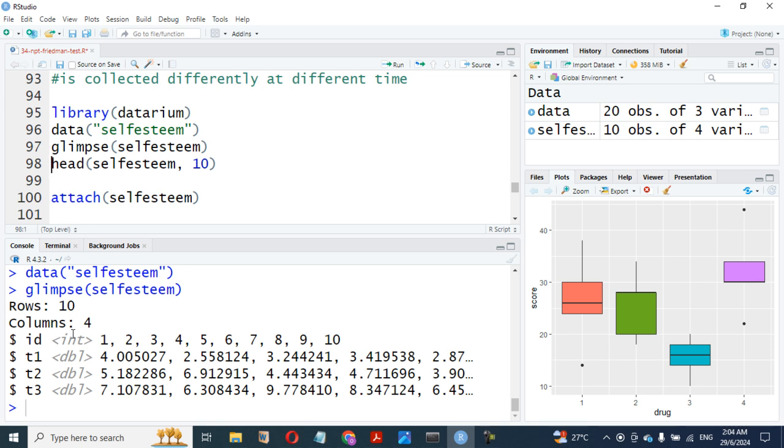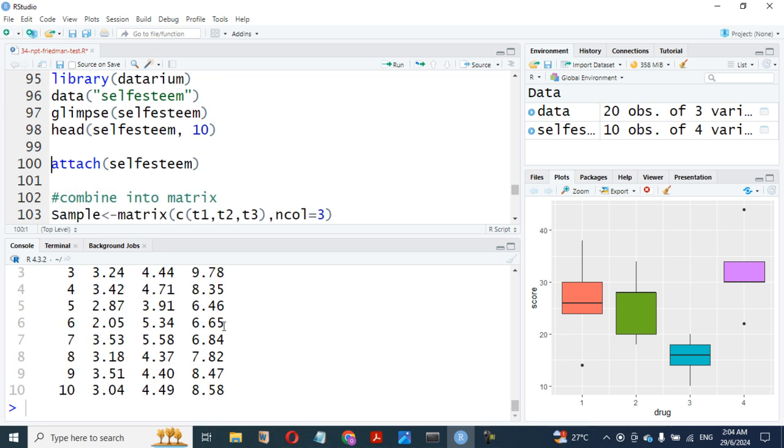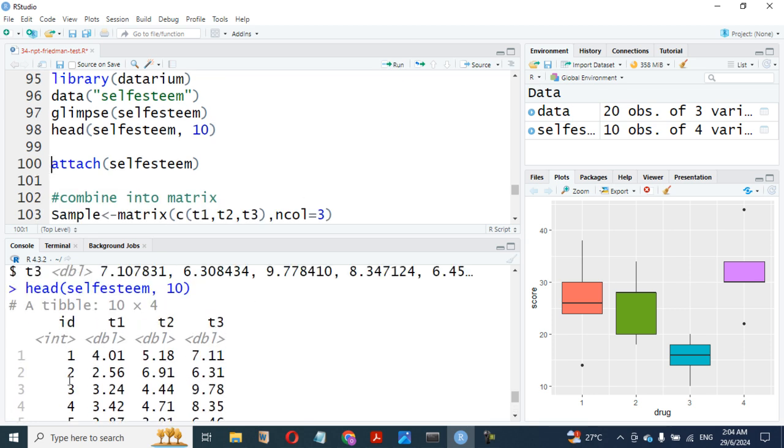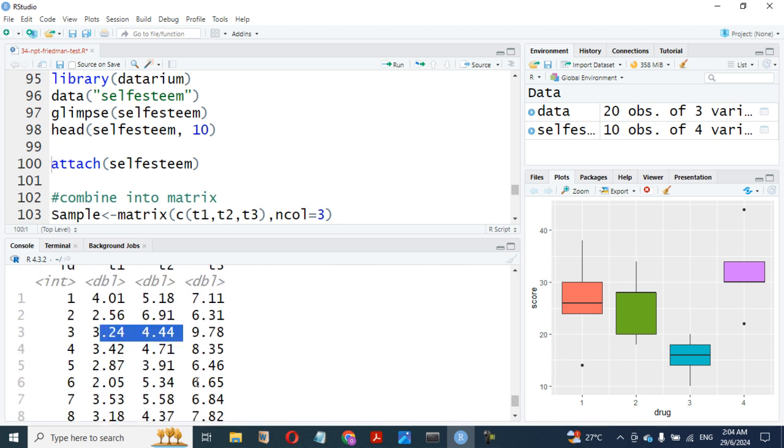So look at the way the data set is collected now. It's collected differently. That's what I'm saying. The other one was collected together, but this one is collected differently, set by set, at a different time for each of the persons, not together like the other one. If you run the first thing, you can see ID here, T1, T2, T3. So this T1, T2, T3 is essentially our grouping. But this one is the score for each of them, for each person. All right, so this is what I'm talking about.